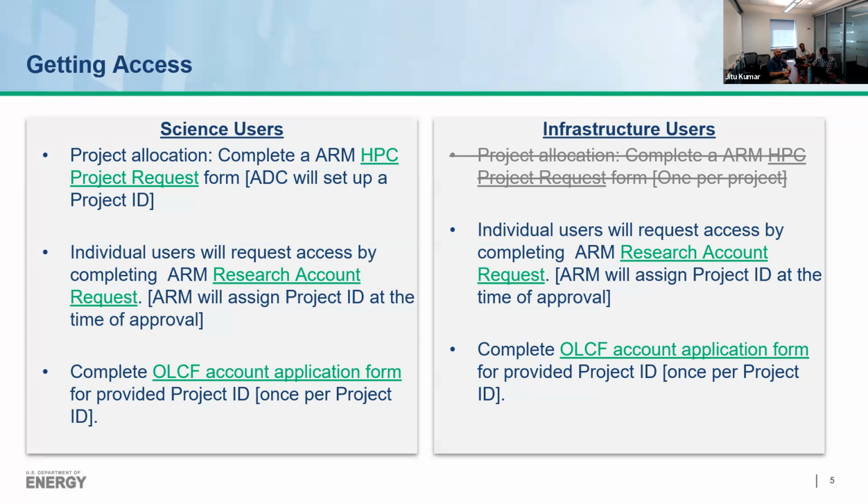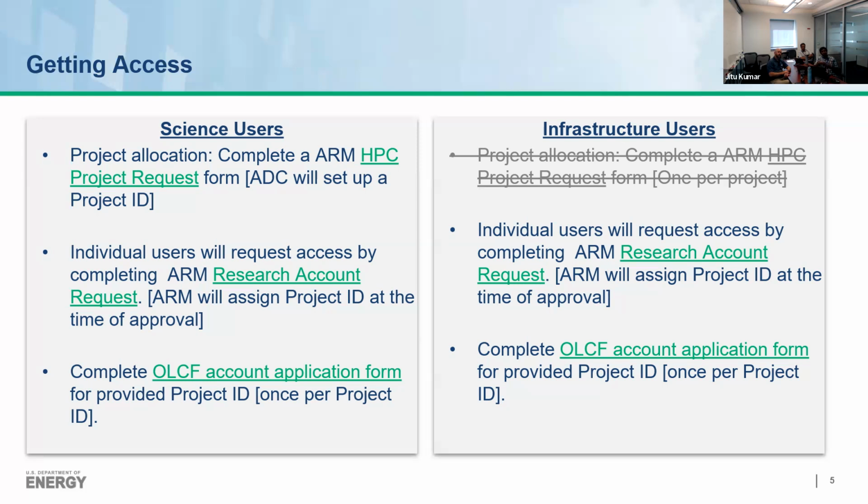It goes through the process of review by ARM management, and once you are approved, ARM Data Center staff will set up a project ID, and you'll be provided that. And that has to be set up at the level of a large project, and you'll have an allocation for X number of CPU hours, X amount of storage resources.